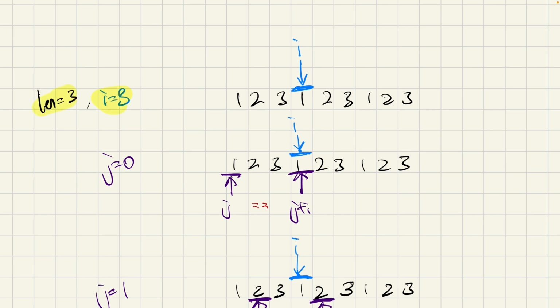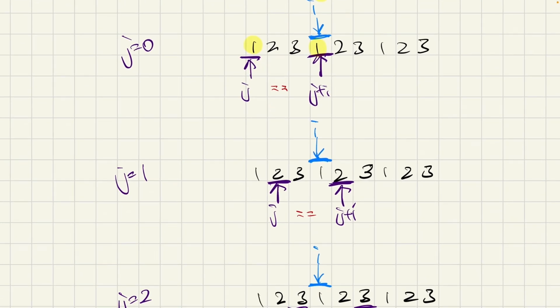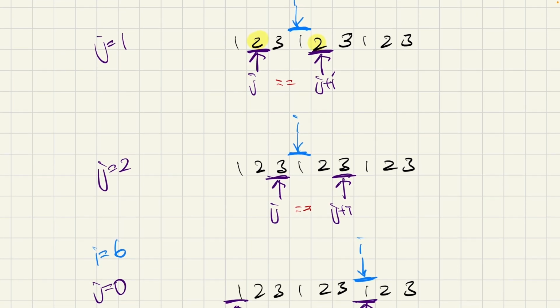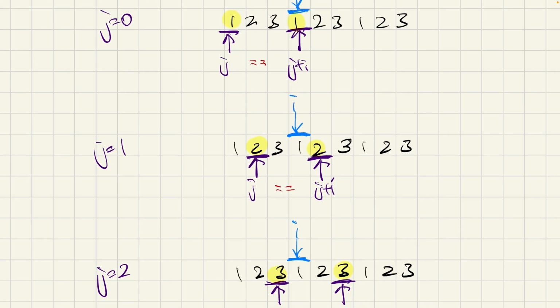Length is 3, I is equal to 3. So I actually starts from here, this position, right? Because this is 0, 1, 2, 3, your index. So notice that my j and j plus I is actually comparing the 1 and the 1. So if I increase j, I'm comparing the 2 and the 2. And I increment the j one more time, I'm comparing the 3 and the 3. So I'm actually comparing each of the numbers as they should be, right?